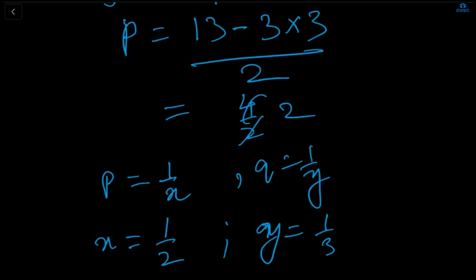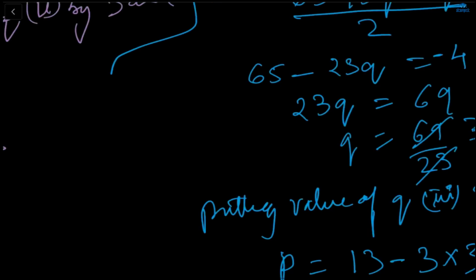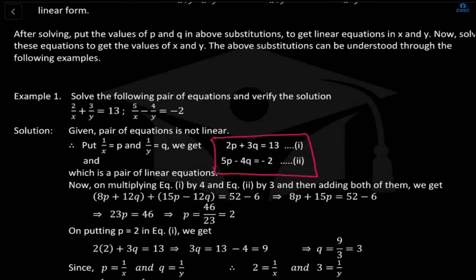Ma'am, first we'll assume P is 1 by X and Q is 1 by Y. This was for this type of equation when you are not getting a proper linear equation. In substitution there will be a normal equation. I have explained the substitution method for this kind of equation. And this whole 1 upon X, 1 upon Y is for this question.